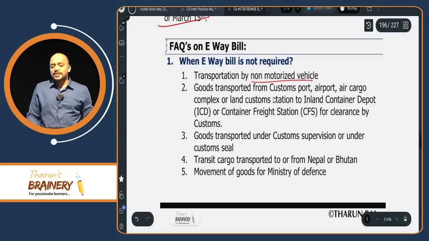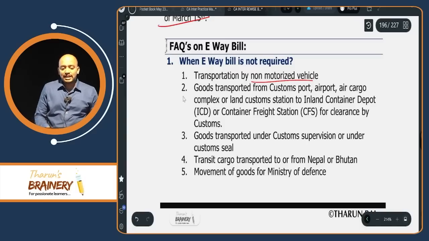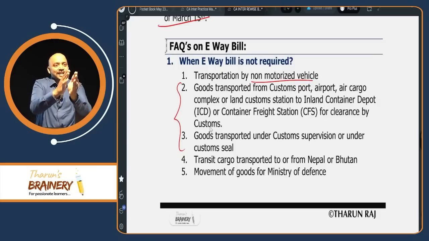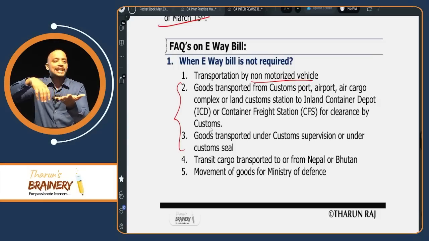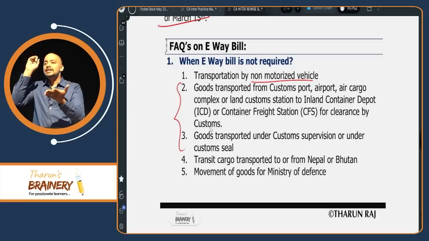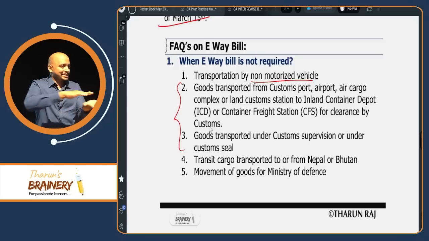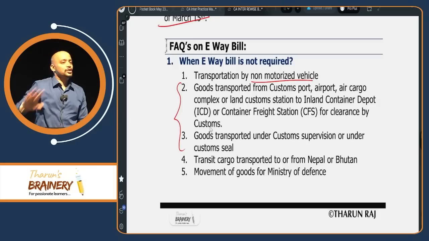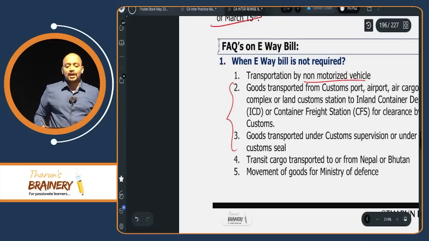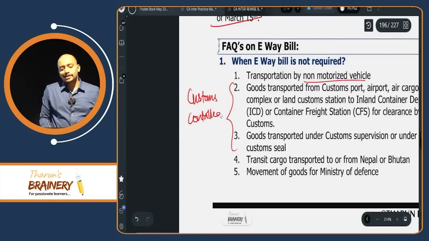Goods transported from customs port, airport, air cargo complex or land customs station. See, remember this second point and third point are a single point. Goods which are transported under the customs controlled area. What is customs controlled area? Port, airport, land customs station, then inland container depot, warehouse, etc. These are all under whose control? Customs. Between the places if you are transporting, anyhow it is under the control of customs. Therefore e-waybill is not required. So you need to remember customs controlled area.